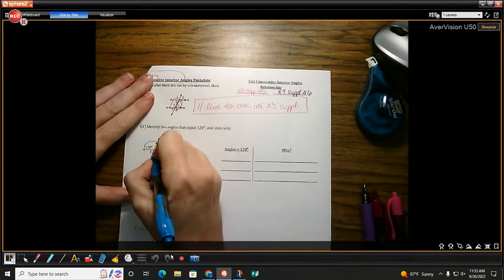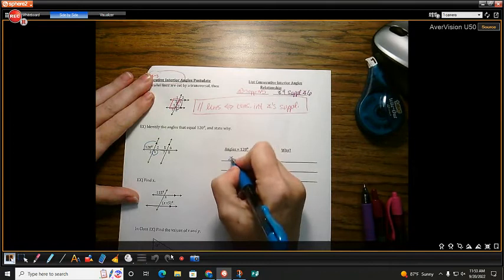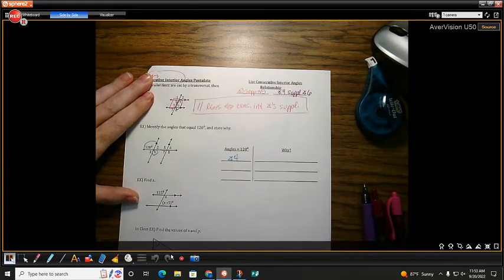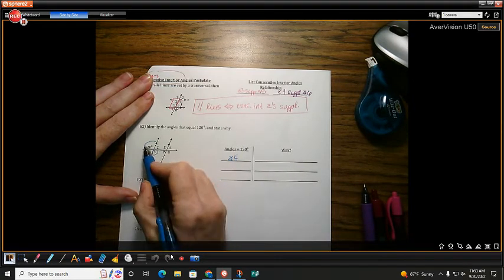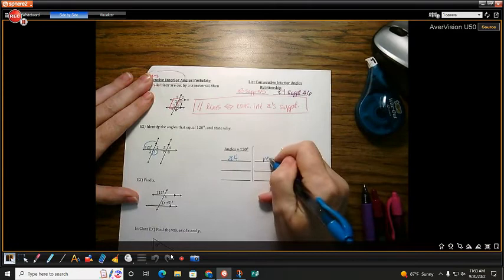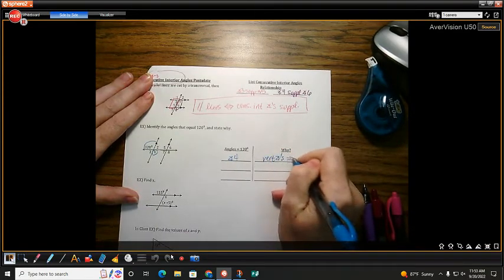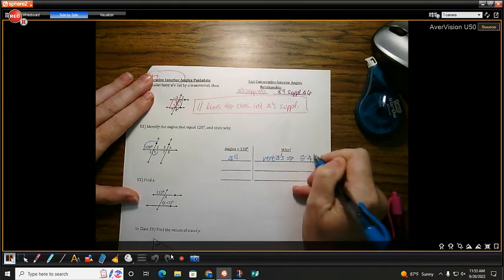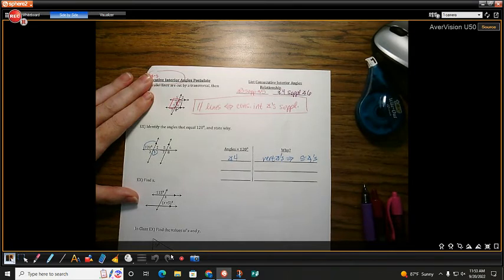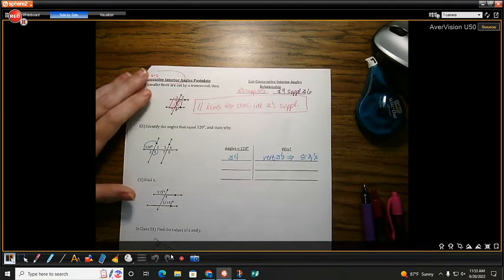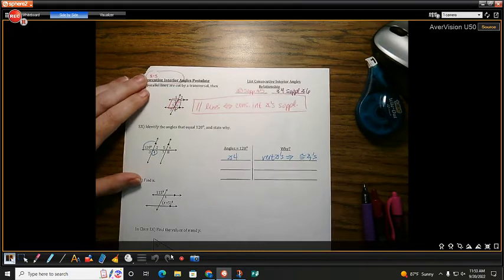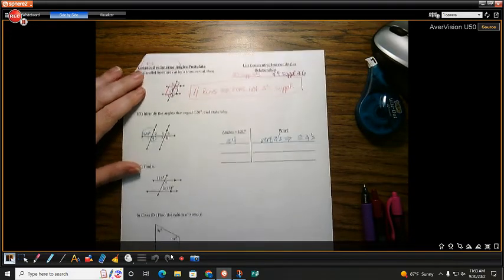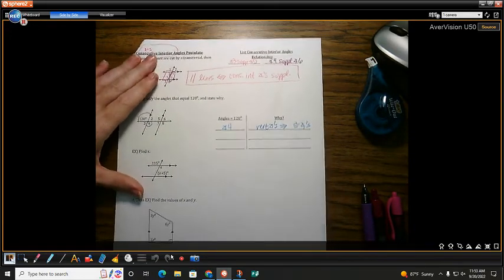Dominic, what's one of the ones you circled? Angle 4. So he says angle 4 would equal 120 degrees. How would I know that? Oh, 4 is vertical to that one, and vertical angles imply congruent angles. Is that one of my fancy new ones? No, that's an old fella, but it still works, an oldie but goodie.